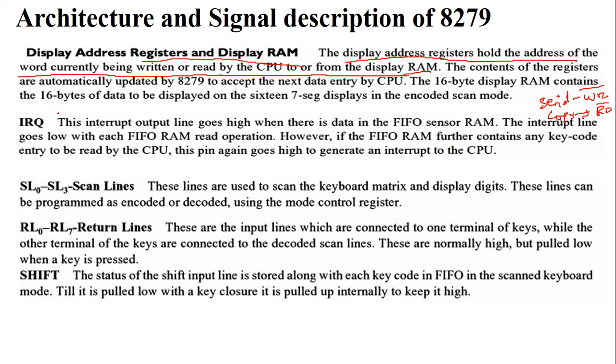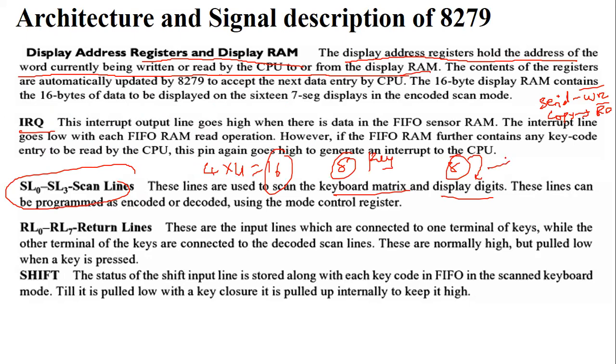Okay, the interrupt request output line is used by the FIFO sensor RAM to tell the microprocessor that there is some data in it. These are the scan lines we already discussed. 4x4, 16 scan lines are available, connected to both the keyboard as well as the display. You know that of these 16 lines, 8 lines are connected to the keyboard and 8 lines are connected to the display.